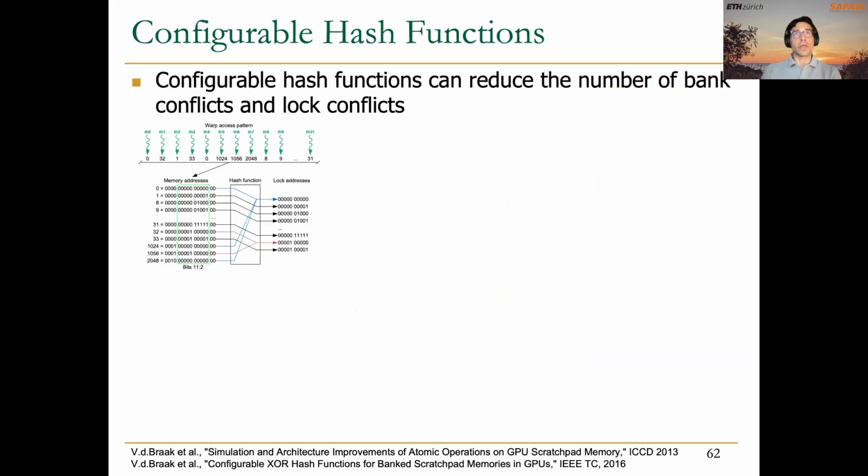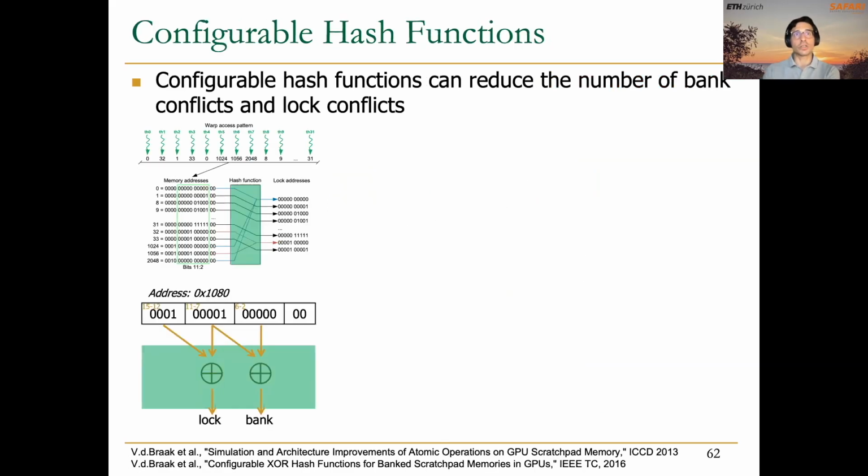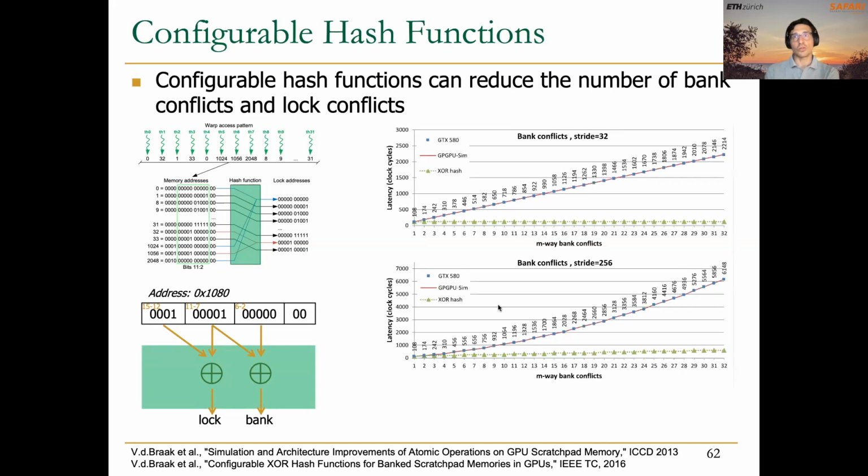And we experimented with this. A potential hash function that we could use is this XOR-based hash function. As you see, what we are doing to obtain the lock address and the bank address is to XOR different bits of the memory address. Based on that, we can significantly reduce the number of bank conflicts and atomic conflicts.